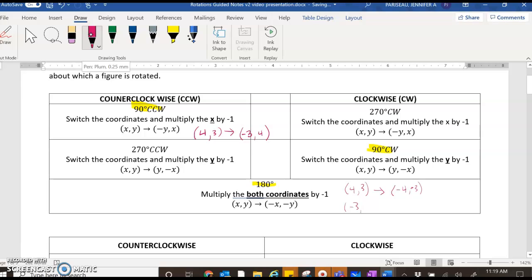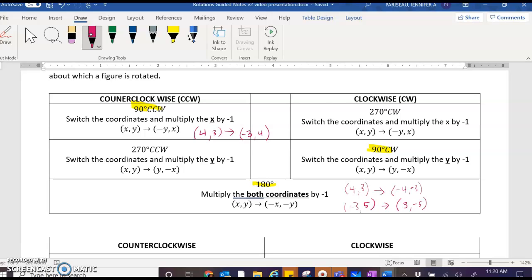So (-3, 5). There we go. If that was 180 degrees, again, clockwise or counterclockwise, doesn't matter. They become opposites. So instead of -3, it's +3. Instead of +5, it is now a -5. So that's what those rules mean.